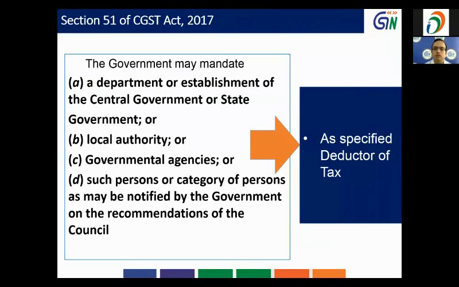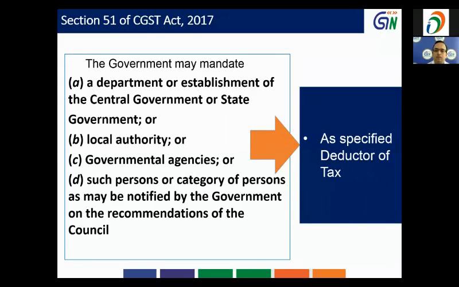So what are the provisions of the GST Act which are applicable and which initiate the applicability of tax liability on a particular authority? Section 51 of the GST Act says that the government may mandate the following class of persons. There are 4 classes mentioned over here.